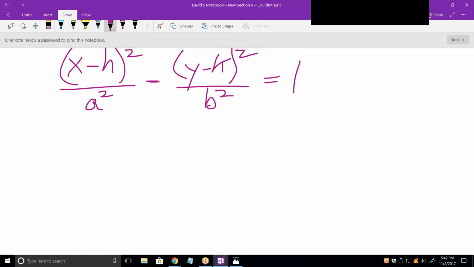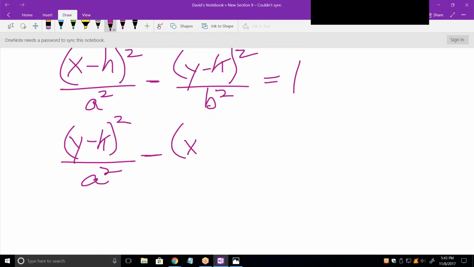The other format is this one, where the y is in front with the a under it, and it's the x that's being subtracted. Excuse me, I want it like this.